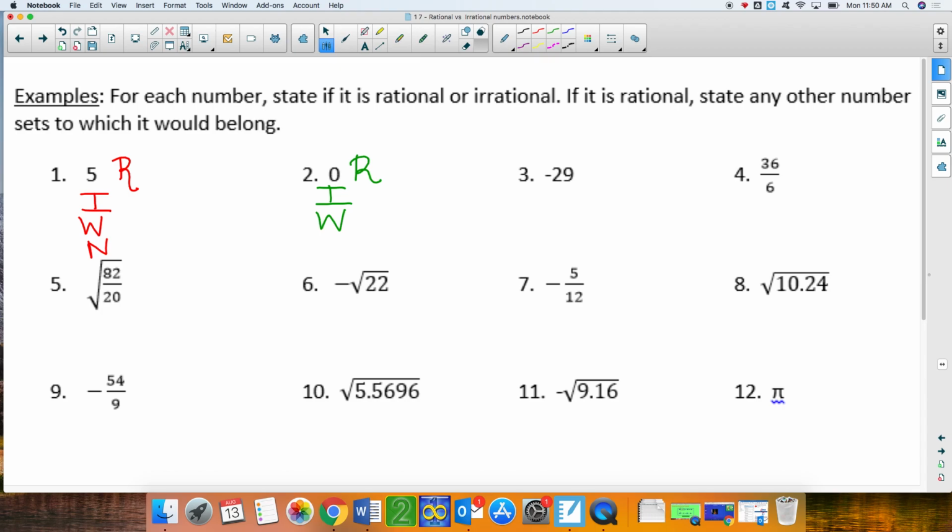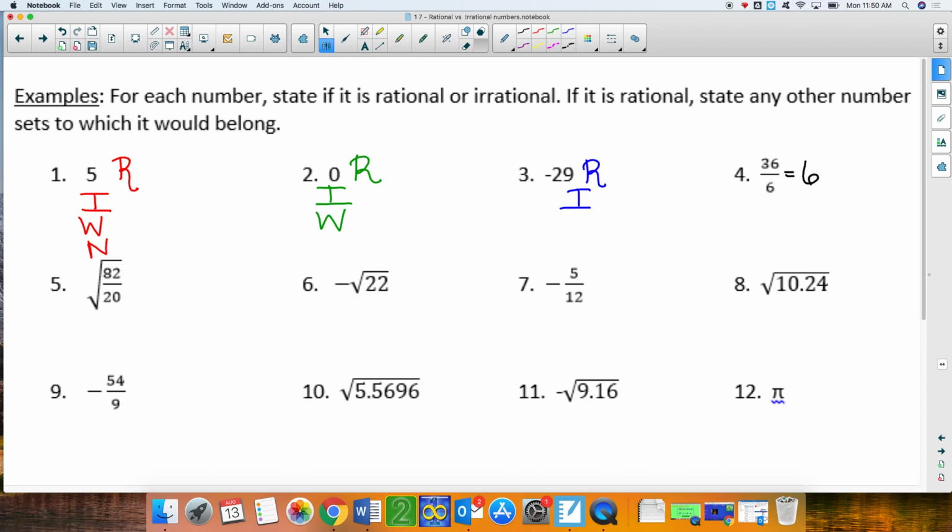Negative 29, again, it's a number that ends, so we know that's a rational number. Is it an integer? Yes, because it sits on a number line. Is it a whole number? The answer is no, it is not a whole number because it's negative and whole numbers are only positive. If it's not a whole number, we don't even need to go into the next box, because if it's not whole, it can't possibly be a natural number. Okay, 36 over 6, that can be simplified. If you did that, that's the number 6.